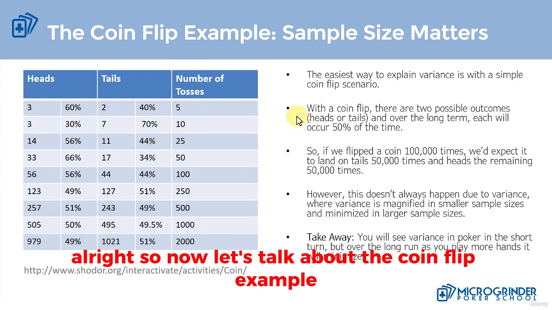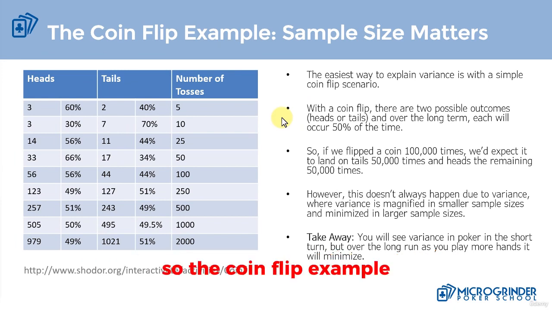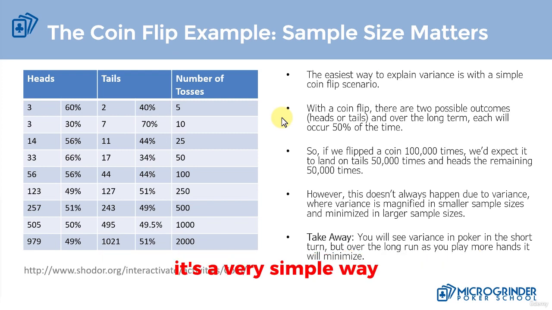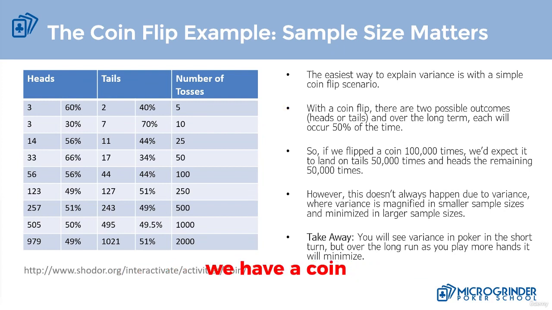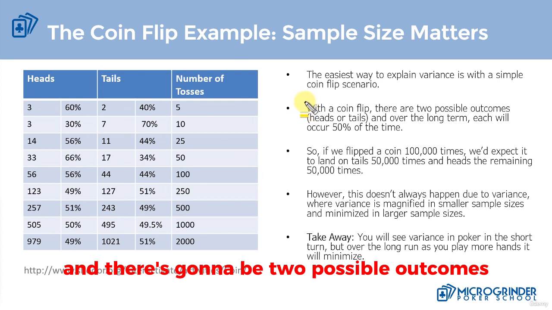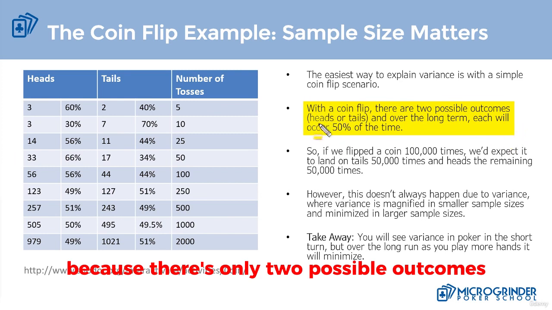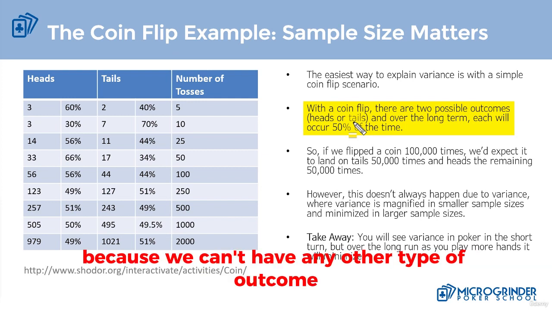All right, so now let's talk about the coin flip example that's going to illustrate that sample size matters. The coin flip example is the easiest way to explain the concept of variance. It's a very simple way, and it's going to highlight it very simply. With a basic coin flip, we have a coin, and there are 2 possible outcomes. It's either going to be heads or tails. Because there are only 2 possible outcomes, we would expect 50% heads and 50% tails, because we can't have any other type of outcome.